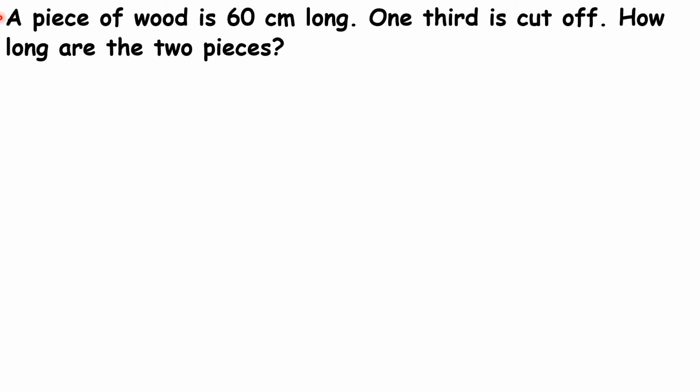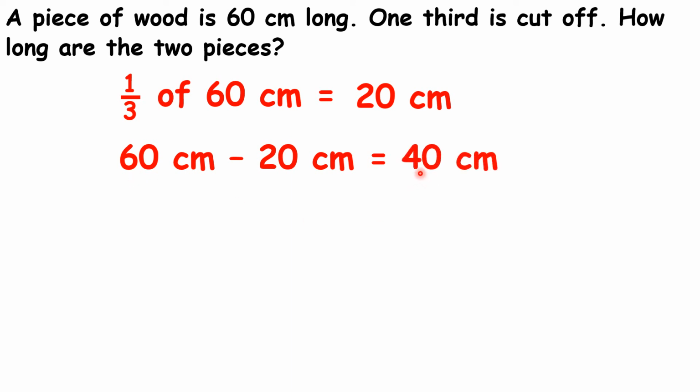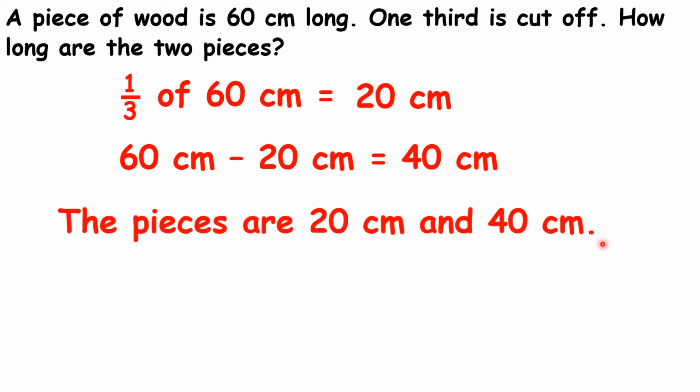A piece of wood is 60 centimetres long. 1/3 is cut off. How long are the 2 pieces? So to find 1/3 of 60, we work out 60 divided by 3, which is 20. So one piece is 20 centimetres. Now, if we subtract that from the length of the piece of wood we started with, we know that the other piece must be 40 centimetres. So the pieces are 20 centimetres and 40 centimetres.